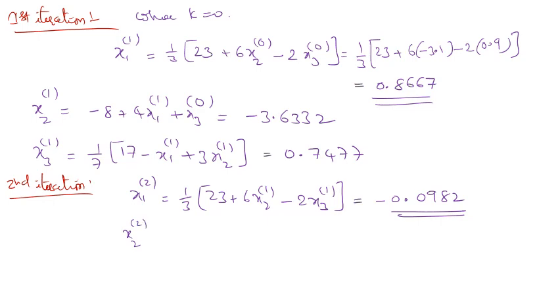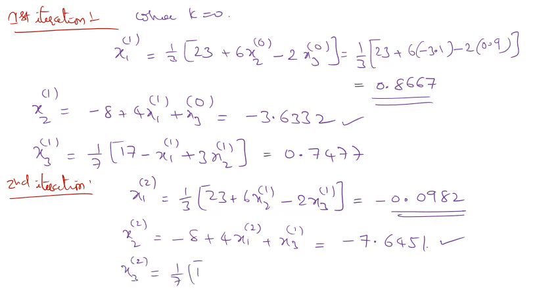Similarly, x2 at second iteration is minus 8 plus 4 x1 at second iteration plus x3 at first iteration, and this value is minus 7.6451. Earlier this was minus 3 point something and now it is minus 7 point something. And x3 at second iteration is 1 by 7 times (17 minus x1 at second iteration plus 3 x2 also at second iteration). So this value is minus 0.8339. See, earlier it was 0.744 and now it is minus 0.83, not at all comparable. Let us see what happened at the third iteration.